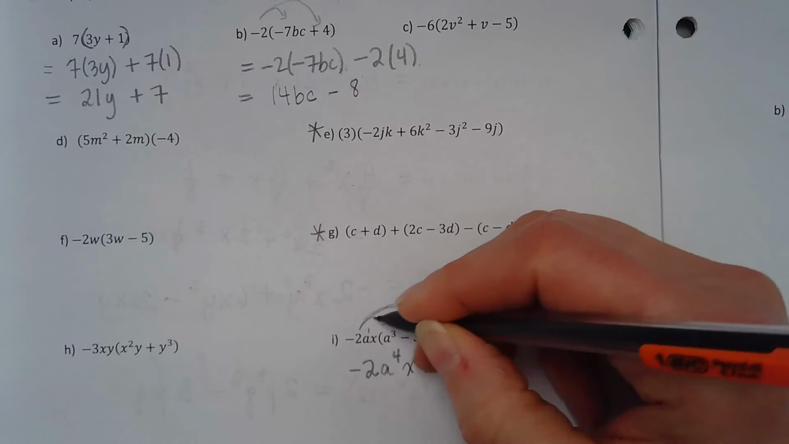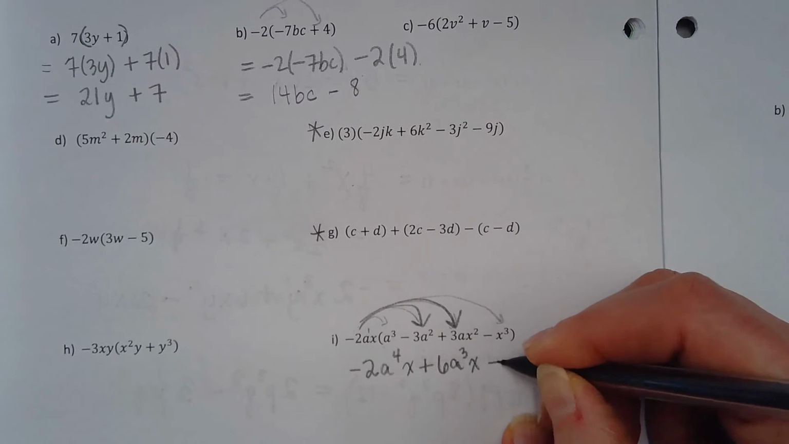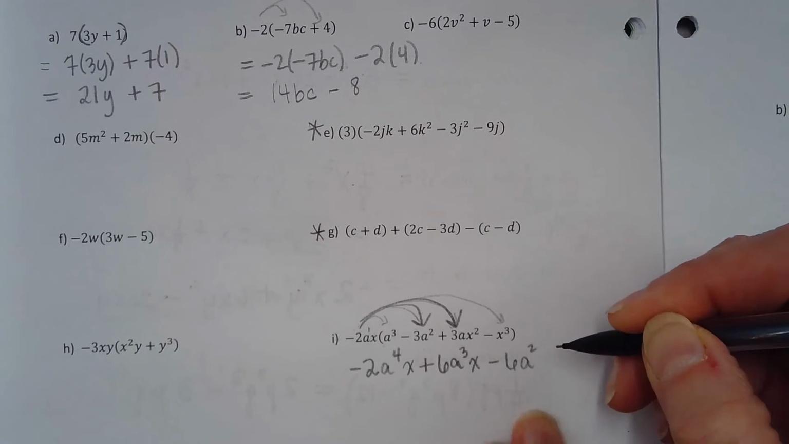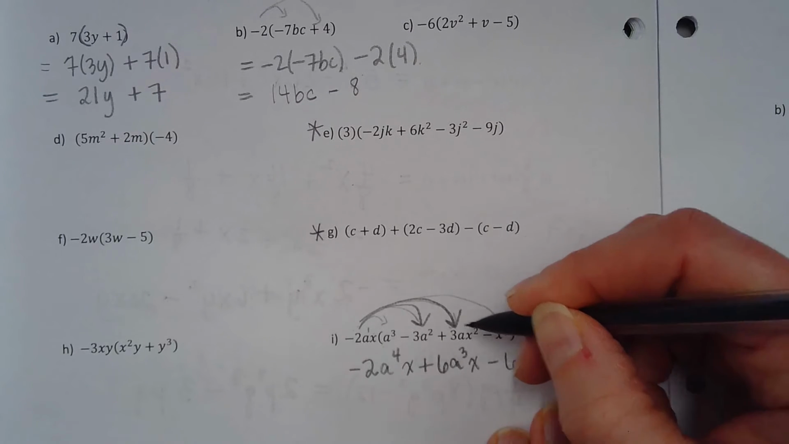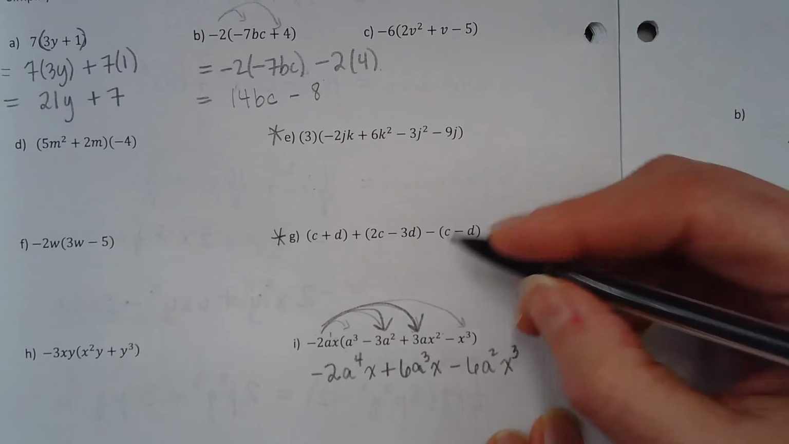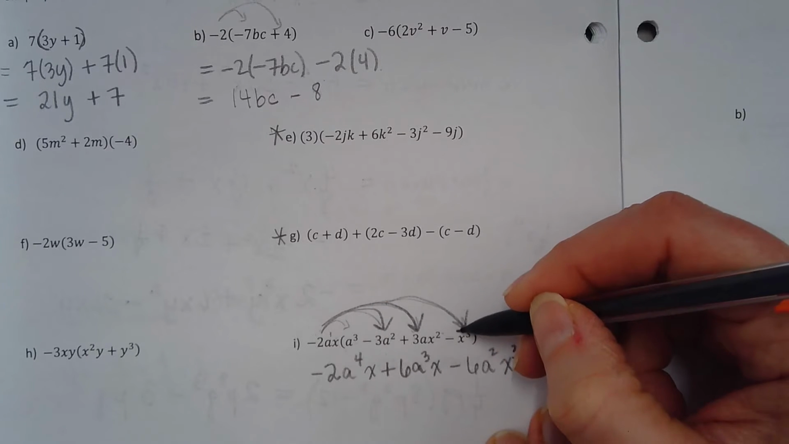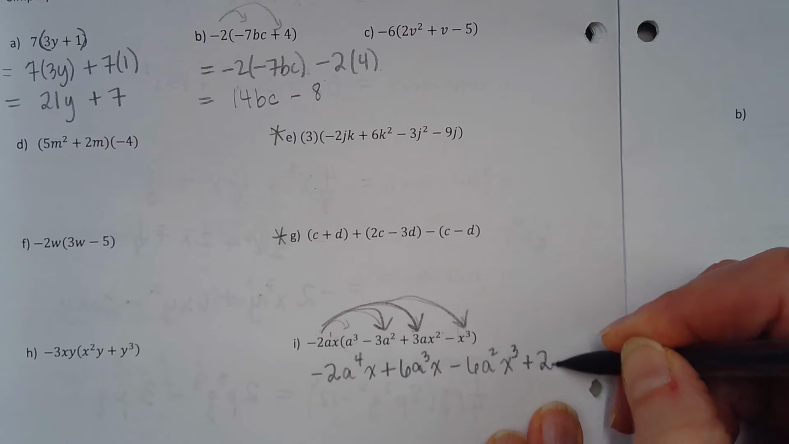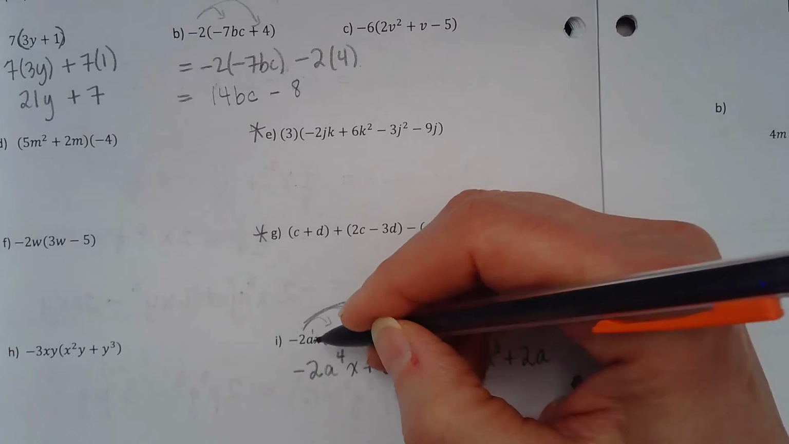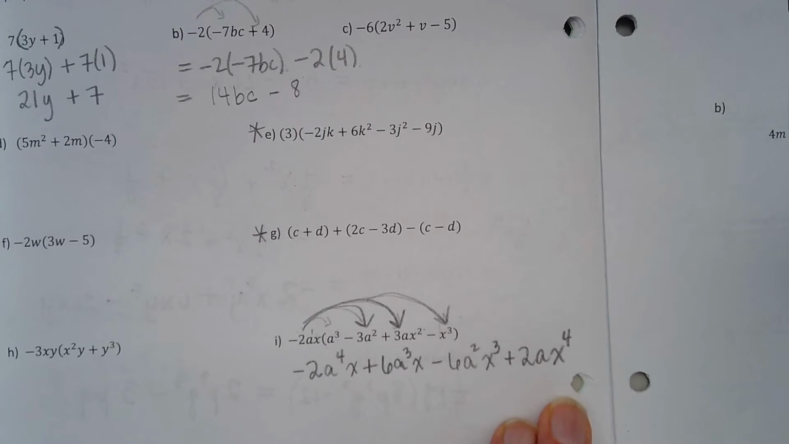My third term, negative 2 times 3 is negative 6. I collect my a's. I have a squared now. And I collect my x's. I have x cubed. And then my very last term, a negative 2 times a negative 1 gives me positive 2. I have no a's to collect with, so it just stays as an a. I have 1x here and 3 here. Adding them up together, I get x to the power 4.